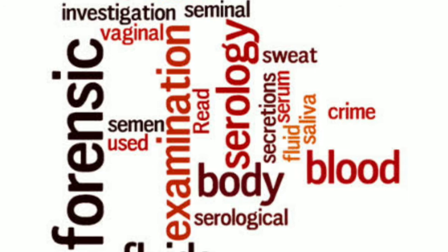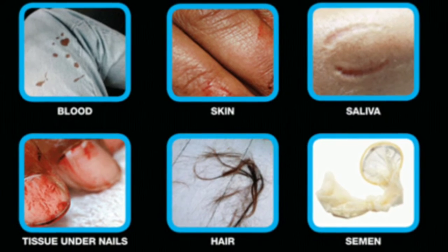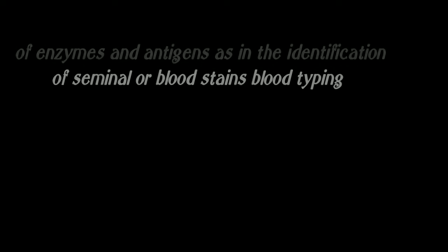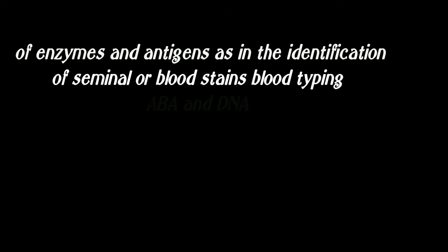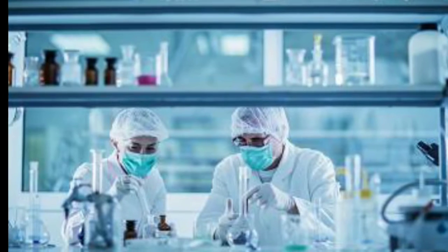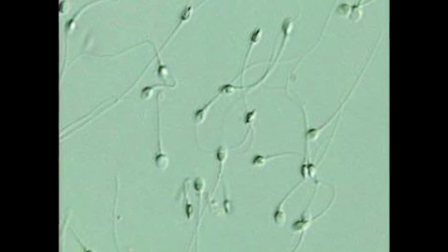Now, let's go on to the next topic. Forensic serology. It is the application of the study of blood, semen, saliva, and other body fluids to legal matters. It is generally for detection of enzymes and antigens, as in the identification of seminal or bloodstains, blood typing ABO, and DNA typing. The serology section may deal with any of the following like blood typing, semen identification in sexual cases.